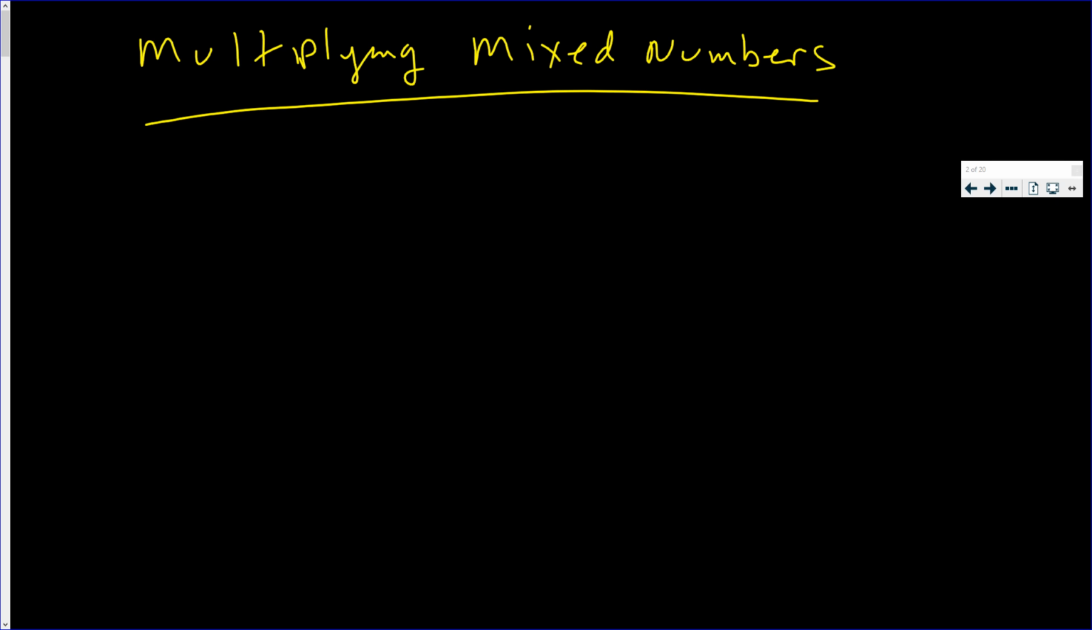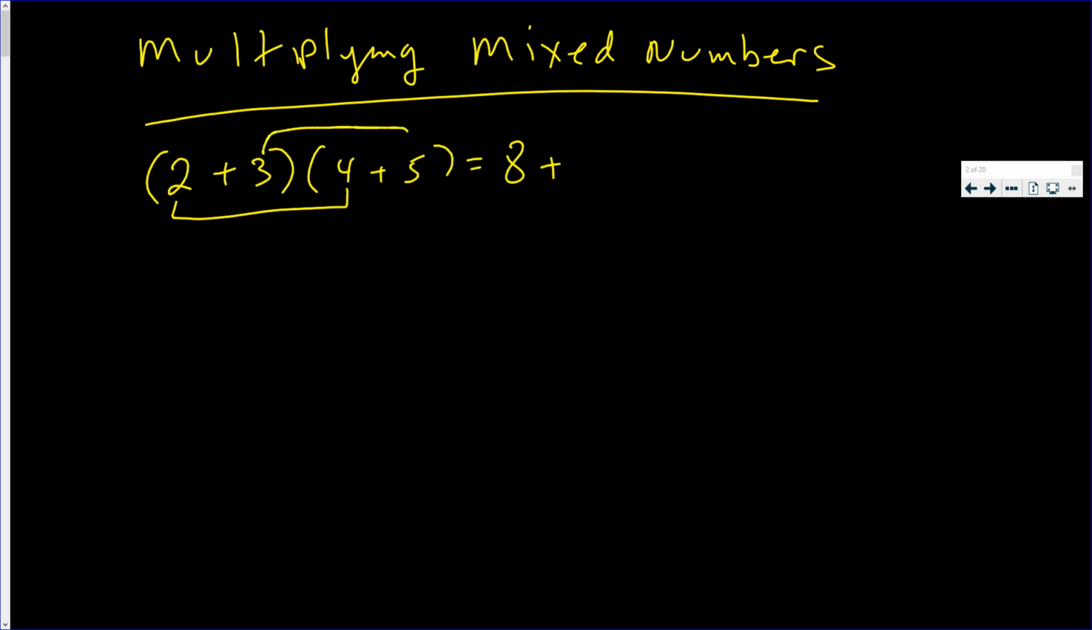We're going to talk about multiplying mixed numbers. But before we get into mixed numbers, suppose you had this problem: 2 plus 3 times 4 plus 5. You cannot just multiply the first numbers and then add on the product of the second numbers.